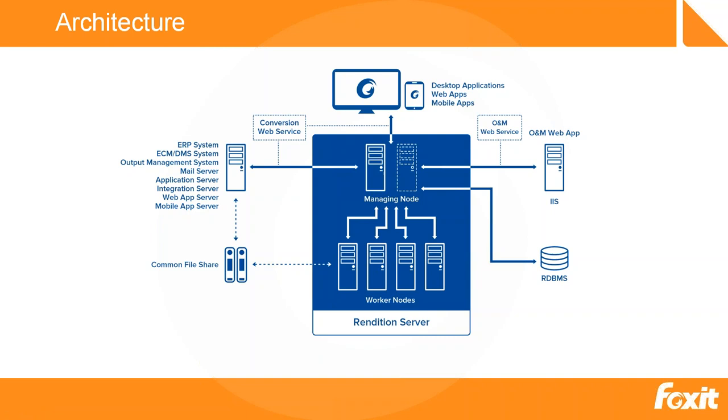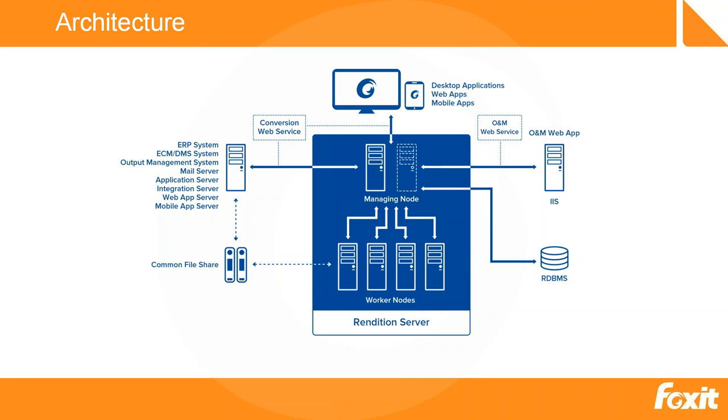The managing nodes are those endpoints of the rendition server array that have contact with the outside world. They also host the conversion web service, and as such, they accept conversion requests from external software, prepare these requests internally, distribute these requests to the worker nodes, collect the results from the worker nodes, and return the PDF to the client part of the web service. So, like the name says, they manage the whole rendition server infrastructure.